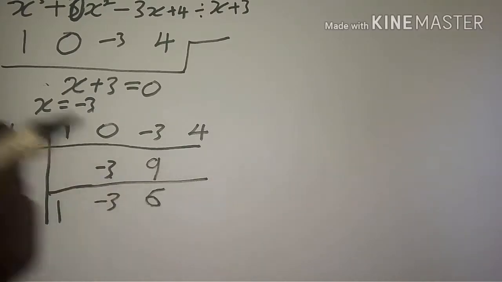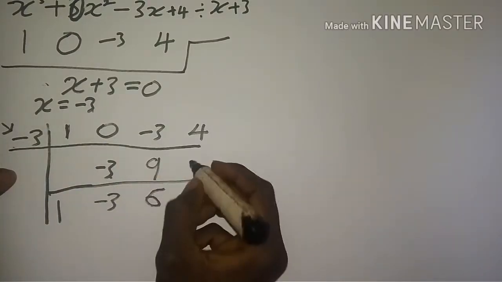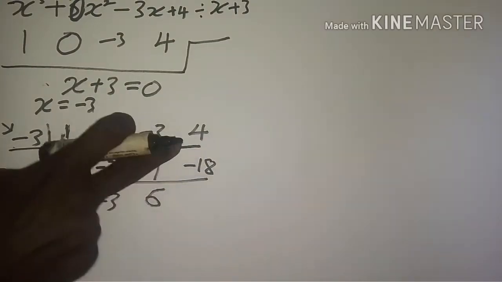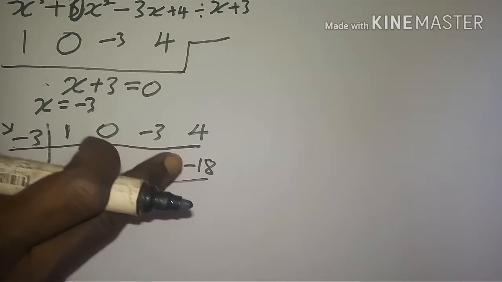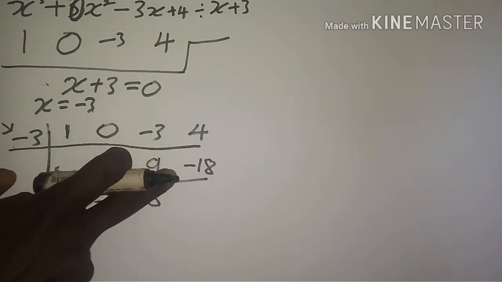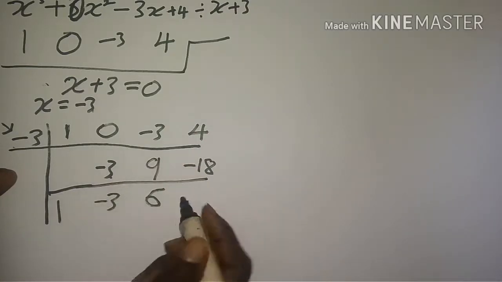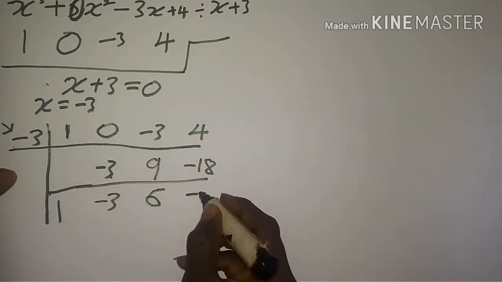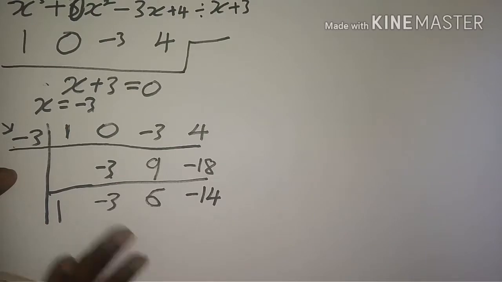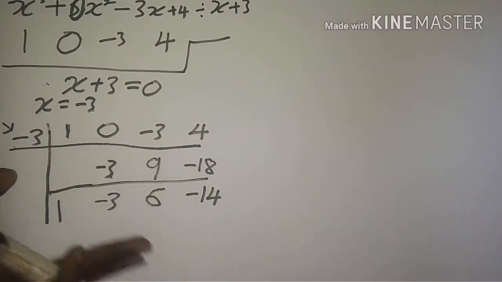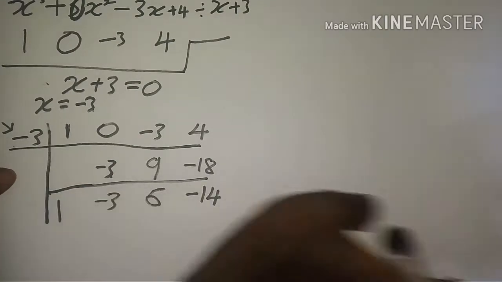-3 multiplied by 6 is what? 3 times 6 is 18. So that will be -18. That will be your answer here. Then 4 minus 18, that will be -14. That is basically everything. This is your answer. When you have this, you're done with it.